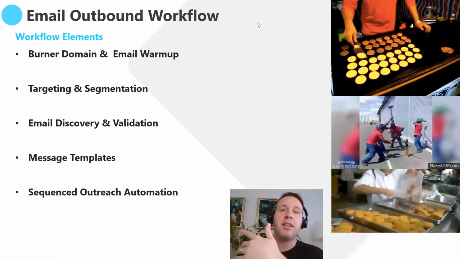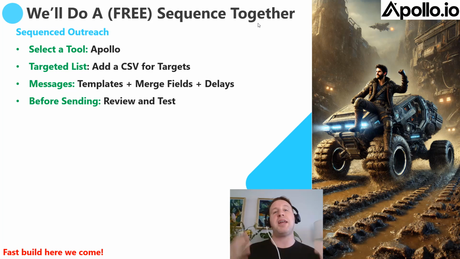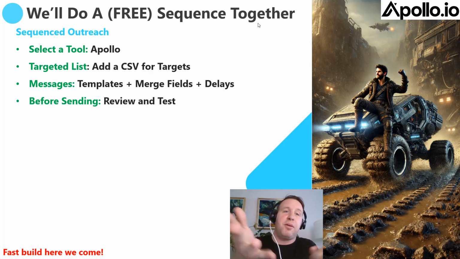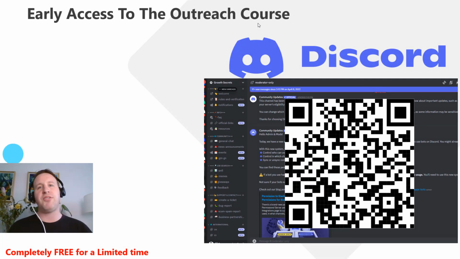I know it seems like a lot, but I will take you by the hand and show you what this looks like. We can do this for free, and by the very end of this chunk of the course, I will go through how I do this all together within a tool called Apollo. We have seen Apollo before. We have CSV lists that are basically our targets that we're going to run a bunch of outreach sequences after. We are going to update the messages to make sure that they're crisp and clean and we can fit in our merge fields. And before sending, of course, we always review and test. It's something people often miss out on.